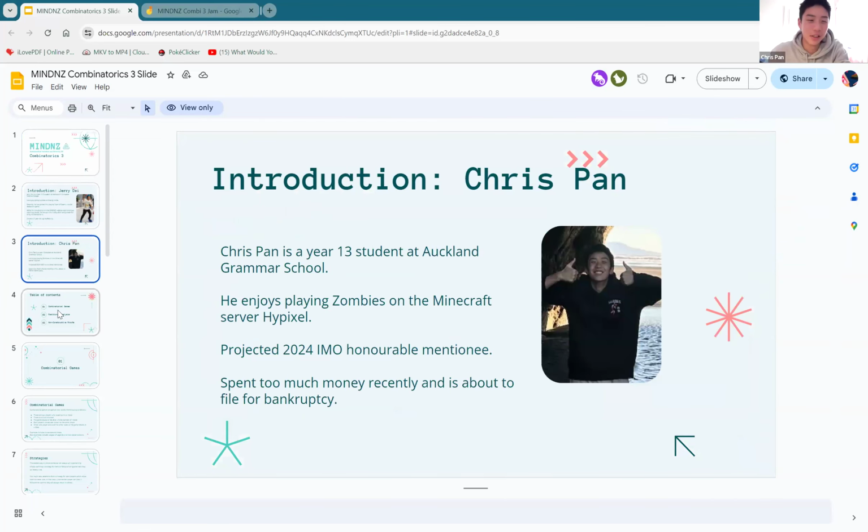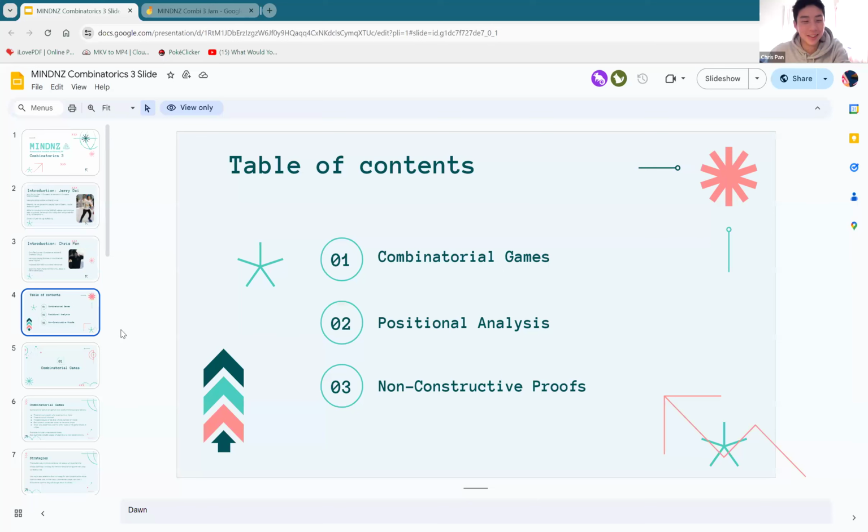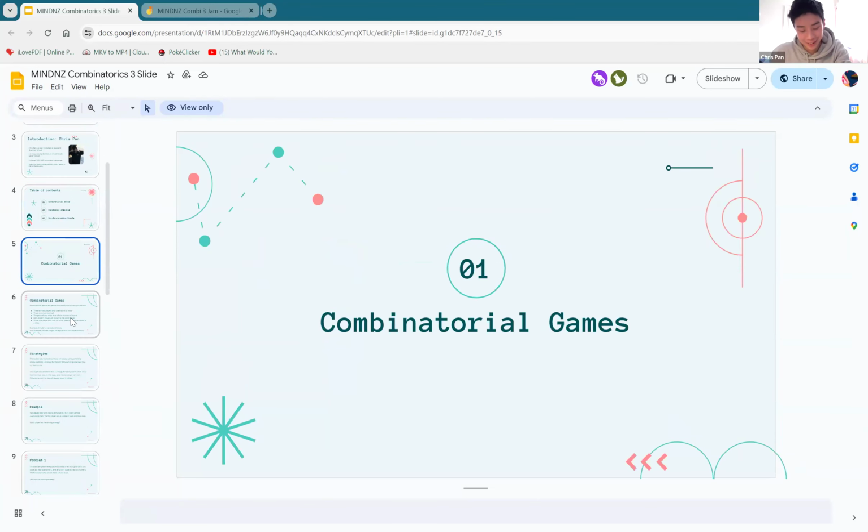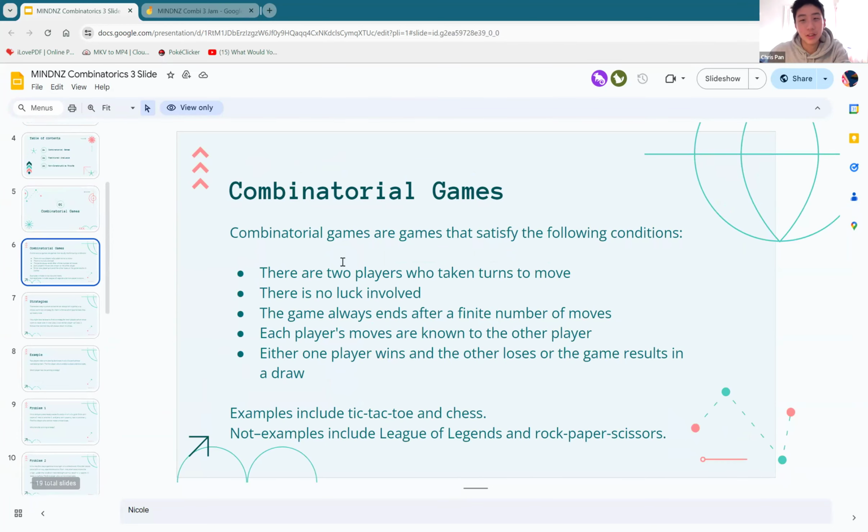Okay, this is me, and this is our topic. So let's just get into it. Let's start off with our combinatorial games. Let's just start off with, I guess, describing what these are. Combinatorial games are games that satisfy these properties.